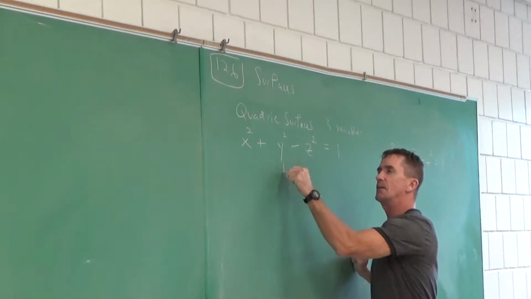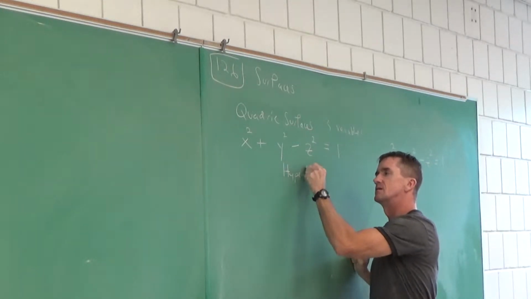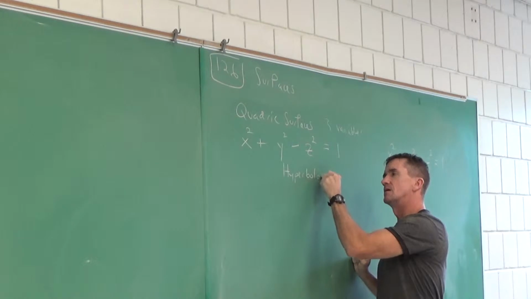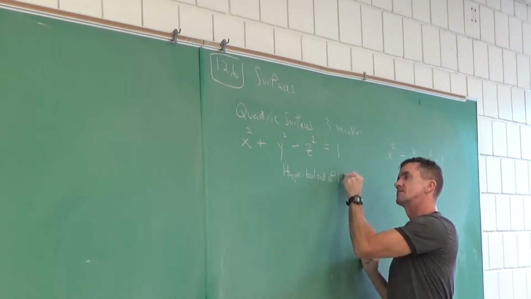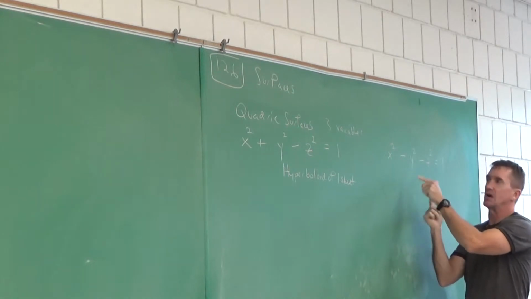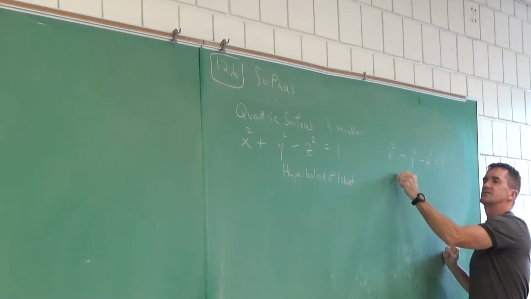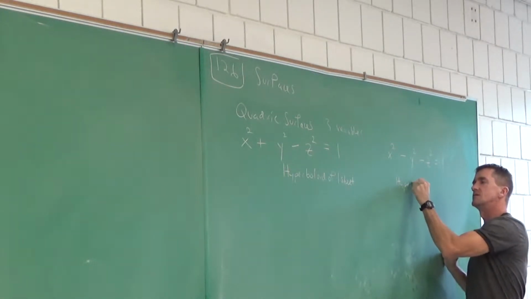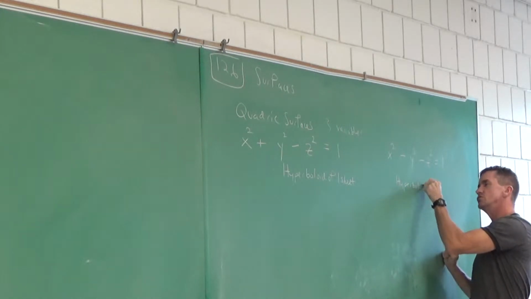Minus. It's called a hyperboloid of one sheet. This looks like the sphere, but it's got minuses in there. How many minuses? Two. This is called a hyperboloid of two sheets.